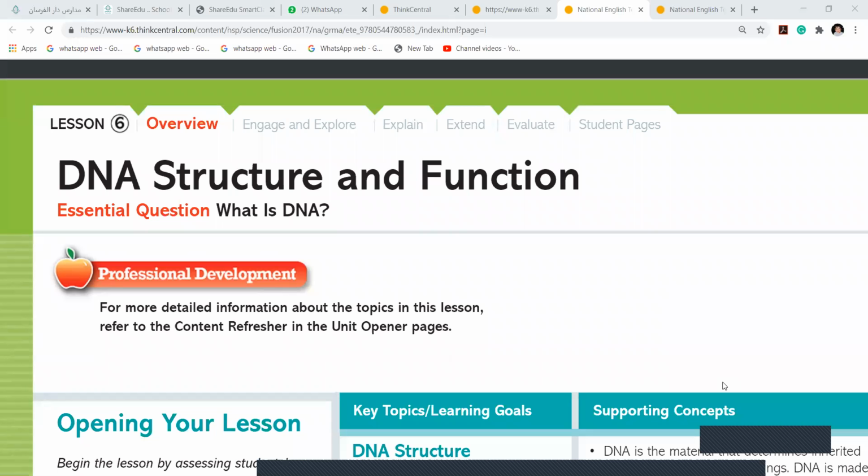So grade 6 girls, we'll start with a new lesson, that is lesson number 6, DNA structure and function. I told you we will do DNA structure and function, and we also have the last lesson, biotechnology, this week, and then inshallah we'll start the new module, that is module number B. Okay, so what is the essential question? What is DNA?